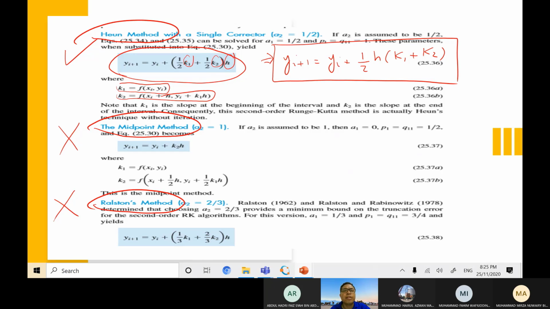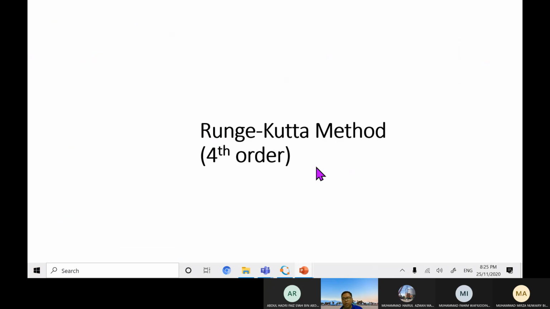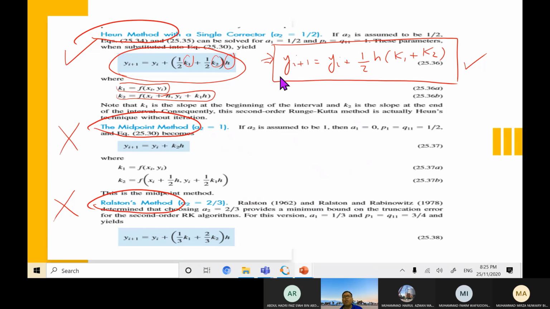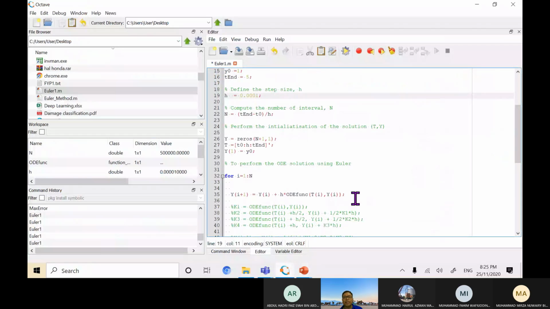Saya tarik h dengan setengah tu keluar dan dia akan jadi. So benda ni sama saja. So ini yang saya nak gunakan dalam kita punya code. Okay, sorry. So now I want to put this in my Octave code. So it's very easy sebenarnya. So yang ini saya boleh padam. Okay.